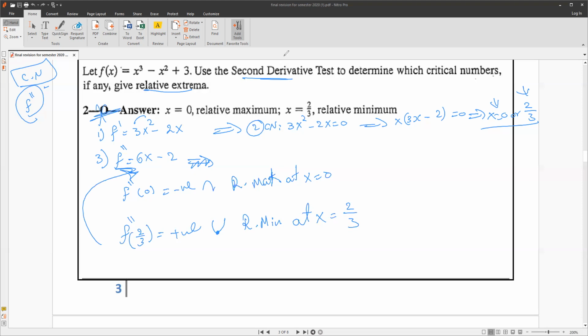I think it's too easy. Just apply the rule. How to use the second derivative test? Just replace by the critical number in the second derivative. But from where do we get the critical number? From the first derivative. From where do we get the second derivative? From the first derivative. Okay, then replace by the critical number in the second derivative.